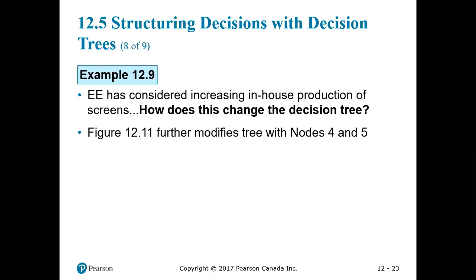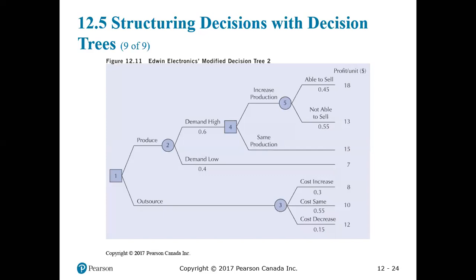So Edwin has considered increasing in-house production of the screen. How does this change the decision-making in the tree? If he considered increasing production in-house, again, it would be a decision to increase the production or not to increase the production. Therefore, we're using a square node at number 4 to indicate that this is a decision that will be made.